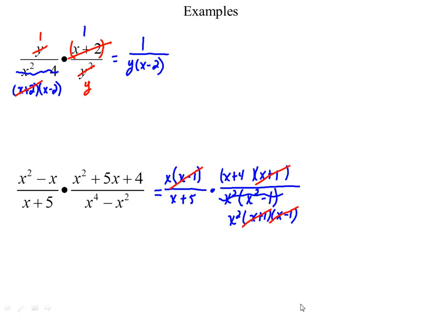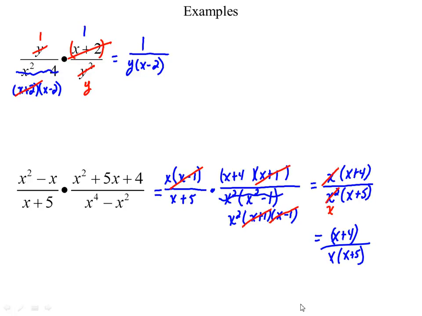And let's write what we have left over. On top, we have an x times x plus 4. I think it'll be easier for you to see if we just rewrite it. And on bottom, we have x squared times x plus 5. Now that hopefully you can see that this x will cancel here. So you have x plus 4 over x times x plus 5. And nothing else will reduce. Nothing else will go.